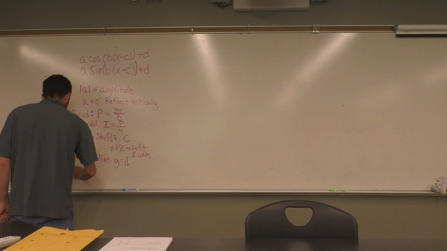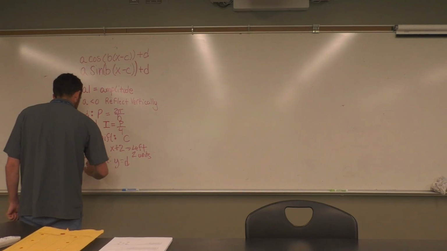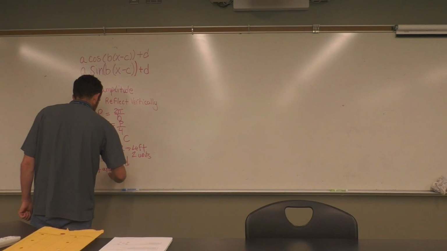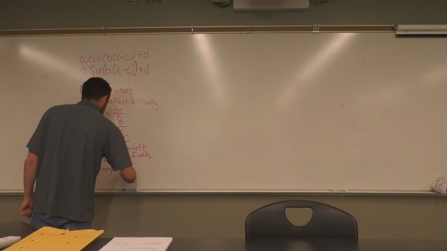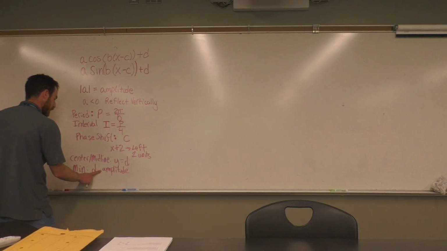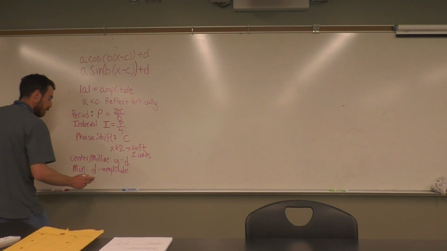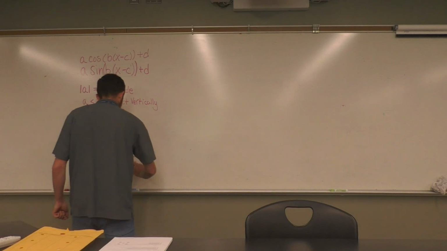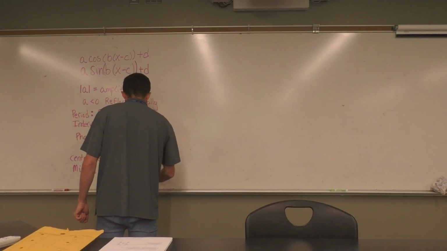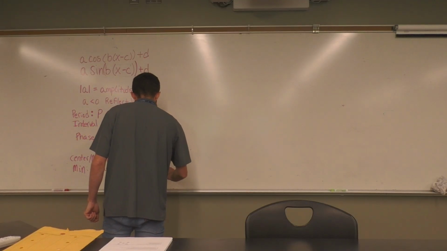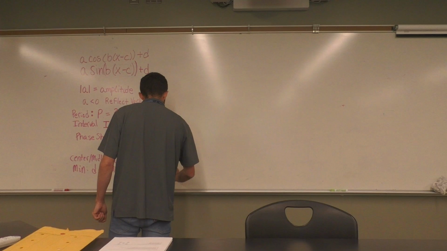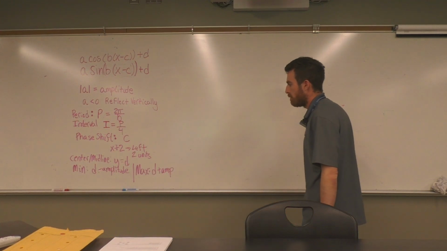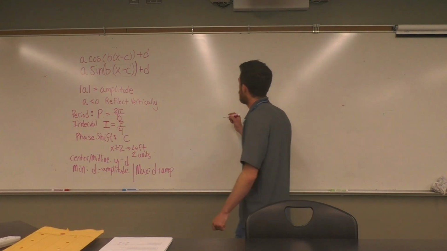Center midline, and then the min would then be d minus the amplitude, sorry. Makes more sense on the graph. We're going to go up and down, and the max is d plus the amplitude. Min, max, center, midline. I think that's about it.